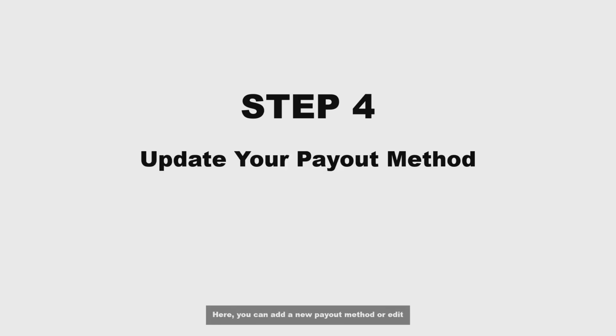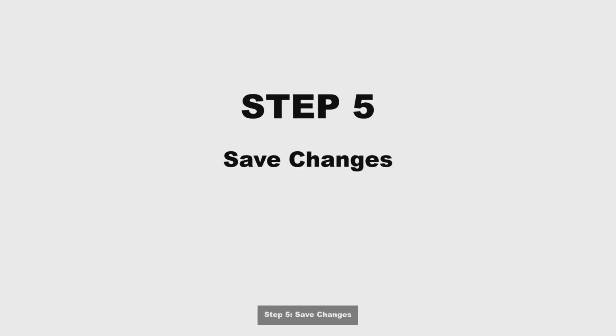Step 4. Update your payout method. Here you can add a new payout method or edit your existing one. Follow the prompts to enter the necessary information for your new payment method, such as bank account details or PayPal information. Step 5. Save changes.